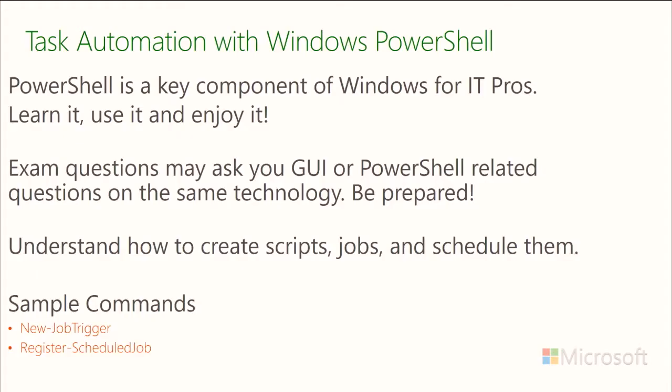Go ahead. The task automation with Windows PowerShell also gives you the ability to run task jobs. So if you wanted to do a new job trigger, or register a scheduled job, you can actually find that file and run it to automate the process of running a specific task. PowerShell is very important in this exam, and you'll probably hear us say it over and over again. Make sure you understand how to do many of these functions in PowerShell, because they will test you on whether or not you understand the PowerShell language.